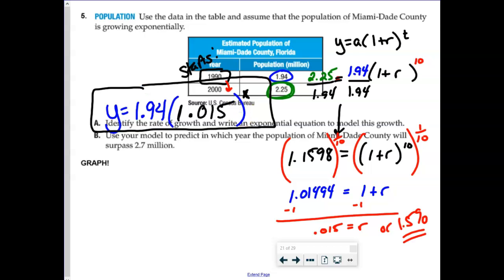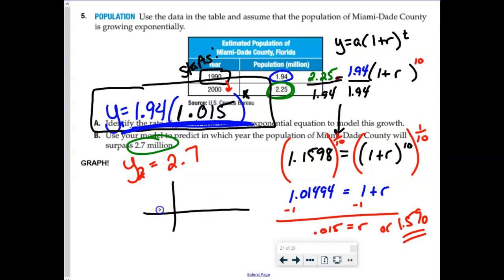So then there's a follow-up question, which next week we'll talk about how I want you to solve it the most accurate way possible. For today, we're just going to be using our calculator, not your table though. Okay, here's what I want you to do. Please type in Y1 this function. And then in Y2, please type your target value of 2.7, which represents 2.7 million.